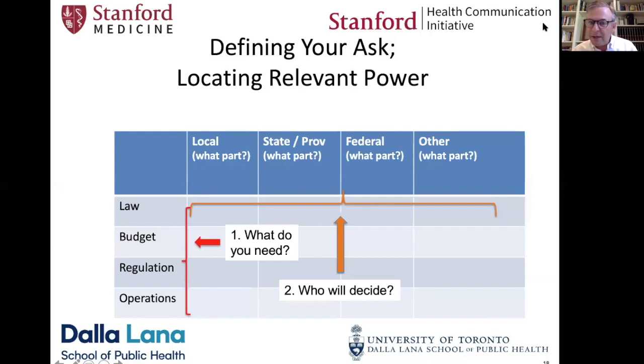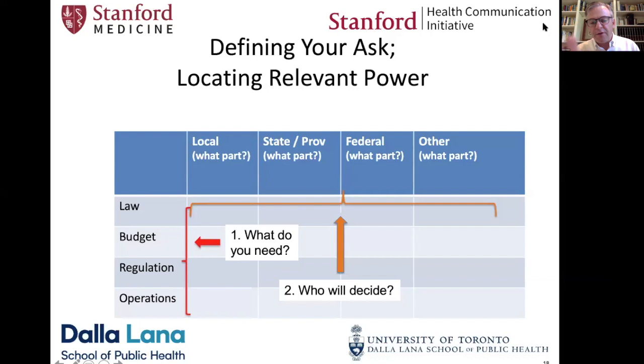Maybe it's not even governmental. It may be an industry group. It may be a professional practice group. It may be that you're actually trying to lobby an organization to change. Maybe they actually have the influence on the specific thing, particularly with operations or regulations. These things are often run not by government, but by the industry itself.